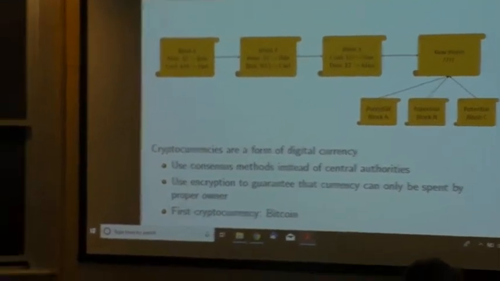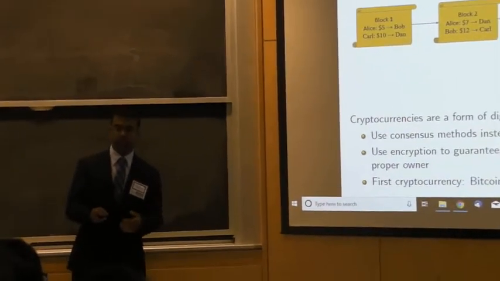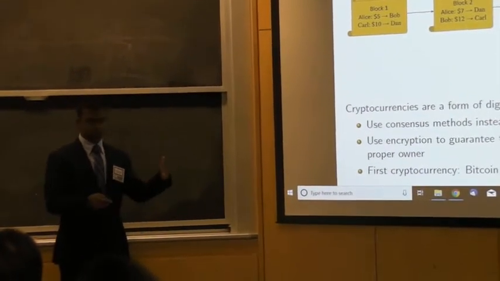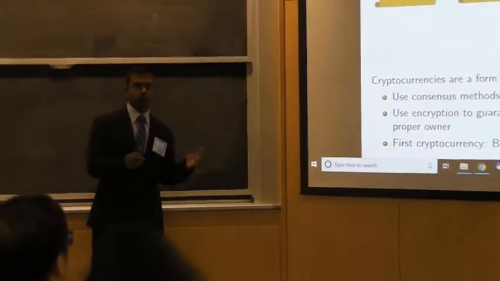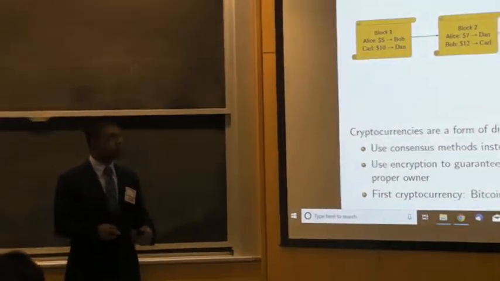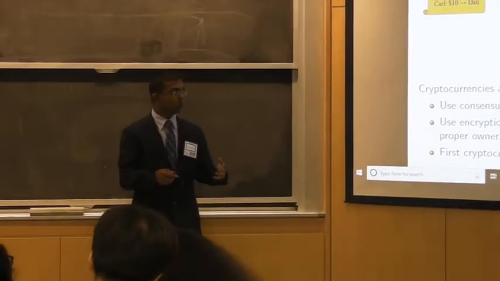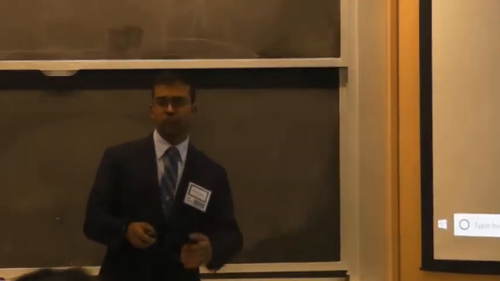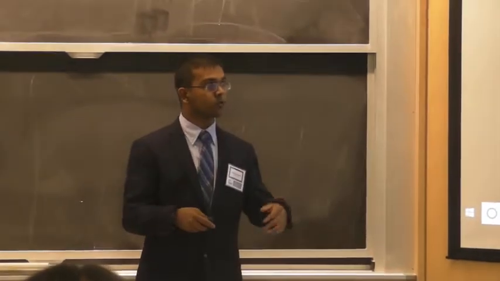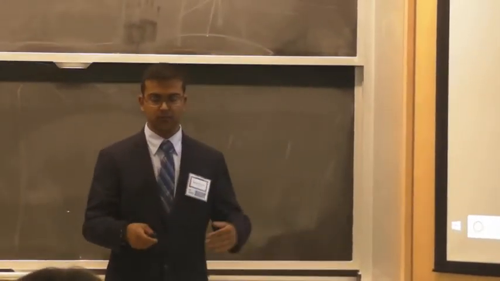As you can see, Alice is sending some money to Bob, and then later she's sending some money to Dan, and these are all transactions. These transactions are grouped into things called blocks. Over time, new blocks are added to the blockchain. One of the problems we have to deal with is making sure that all users agree on the same set of blocks, or the same state of the blockchain.